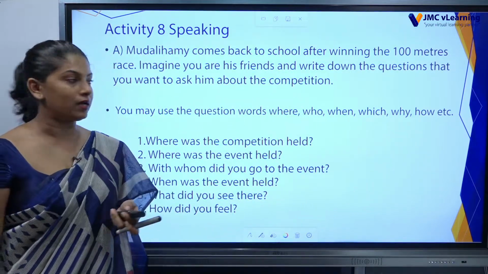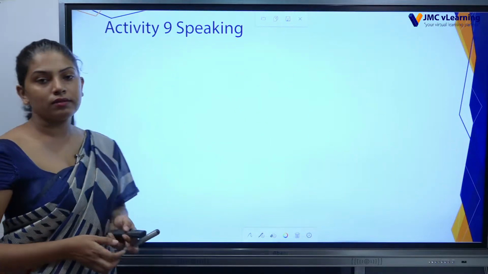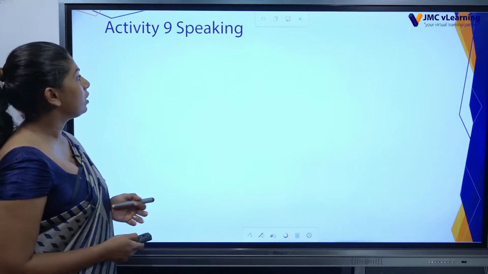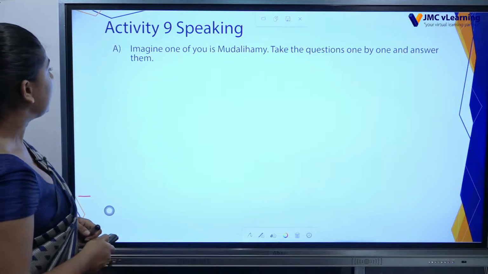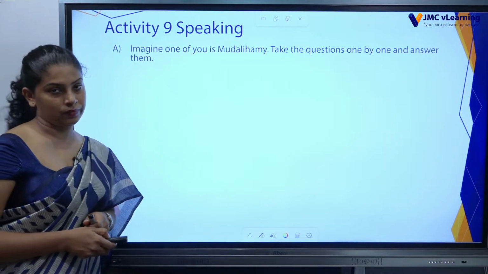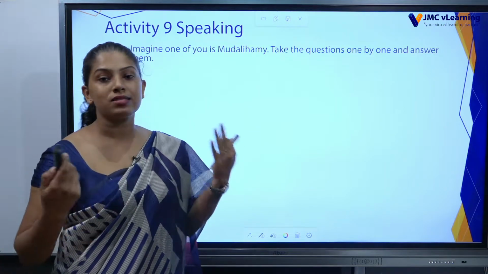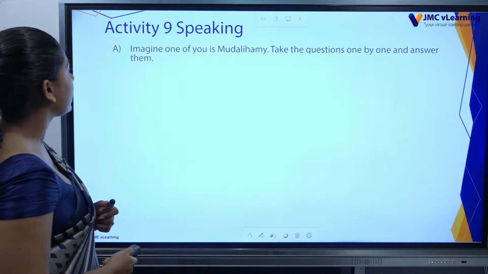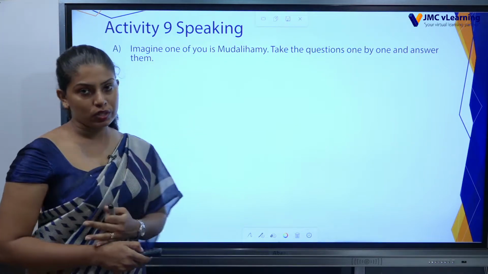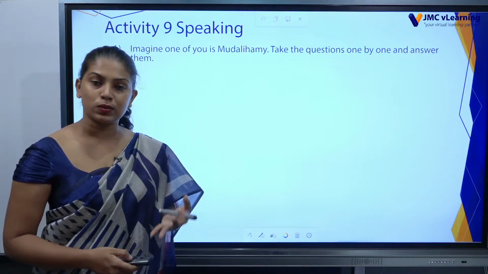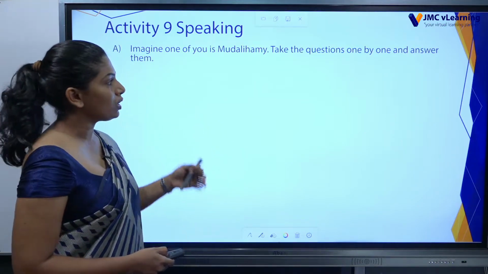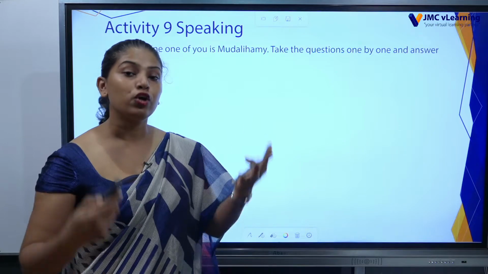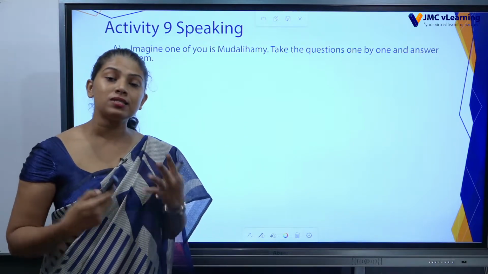Let's move to the other part. Here we can see an activity, activity 9. We have to do a speaking activity here. Imagine one of you is Mudalihami. Now imagine Mudalihami's friends are asking many questions and you are Mudalihami. Take the questions one by one and answer them. We have already learned these questions and discussed them in the earlier part. Now you have to imagine you are Mudalihami and answer the questions asked by your friends.